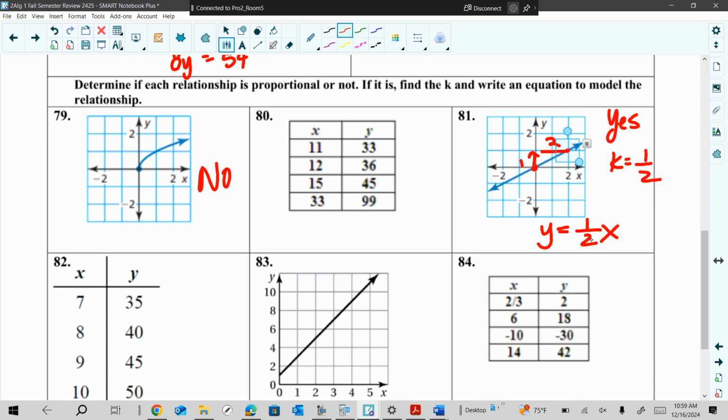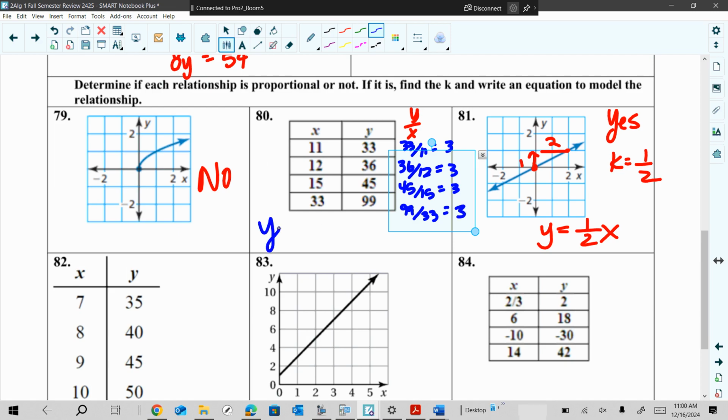Now, if it's a table, for it to be proportional, you have to check y over x for all of them. Y over x for this one is 33 over 11, that is 3. For this one, it's 36 over 12, also 3. 45 over 15, also 3. 99 over 33, 3. So this is yes. k equals 3, so this would be y equals 3x.